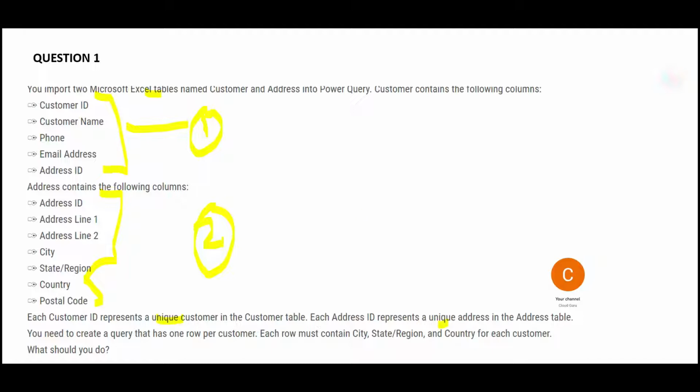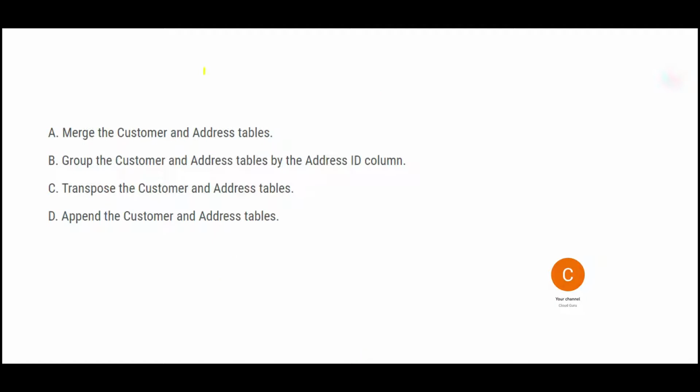Now what the ask here is: the final output should have one row per customer and it should contain city, state, that is whatever the address fields, it should contain those. And the question is quizzing you around which one option out of these four you got to choose. See, if you are from a BI world or a database world, this question is a piece of cake.